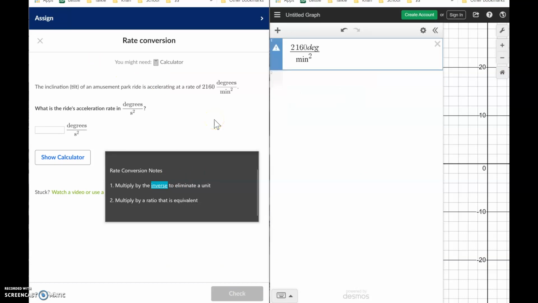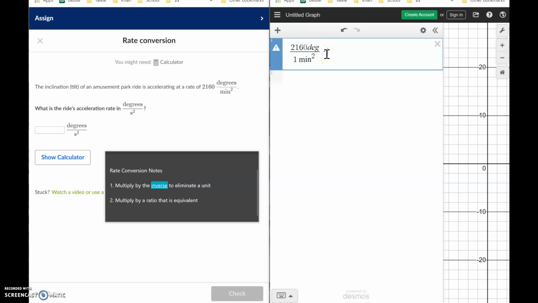So the question reads, the inclination tilt of an amusement park ride is accelerating at a rate of 2,160 degrees per, that fraction line means per, 1 minute. And you don't see the 1, but it is a minute. So I'll go ahead and put the 1 in decimals. What is the rate's acceleration in degrees per second? So when we look at this, we're only having to change one of the units. Degrees is fine. We only have to change minutes to seconds.